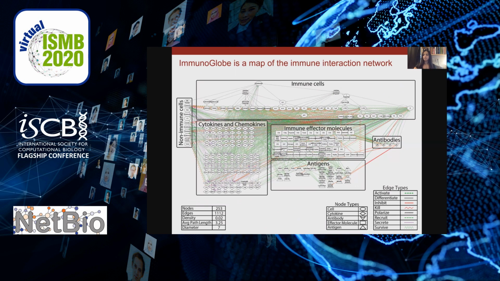And this is the result. So we have this network of 253 nodes, which represent all major components of the immune system. The node types are shown down here, and the edge types are shown in this legend on the right. And this is how it's organized. So the different components are grouped according to their type.